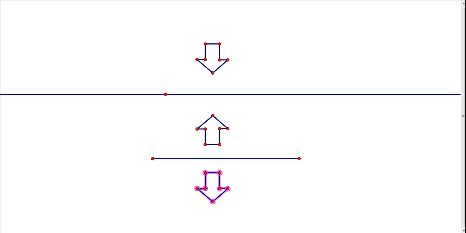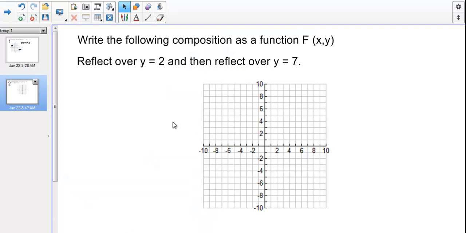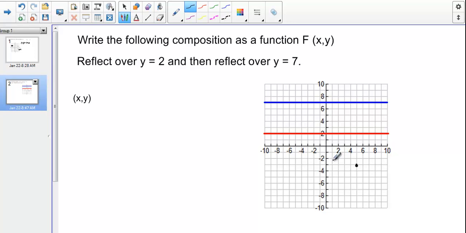Okay, let's look at it in the coordinate plane and show you what I mean. So what if I reflect across y = 2 and then y = 7? I went ahead and sketched the two lines. Let's say I have a point right here at (5, -3). If I reflect it over the line y = 2, right now it is 1, 2, 3, 4, 5 below. So if I go up 1, 2, 3, 4, 5, it's going to land right here at (5, 7). And when I reflect it across y = 7, it's not going to go anywhere.